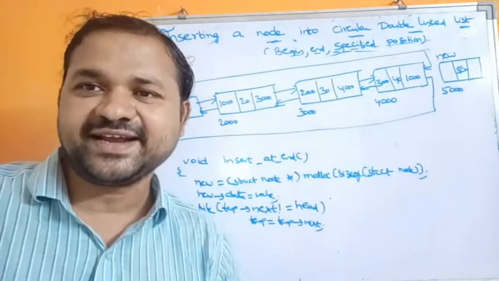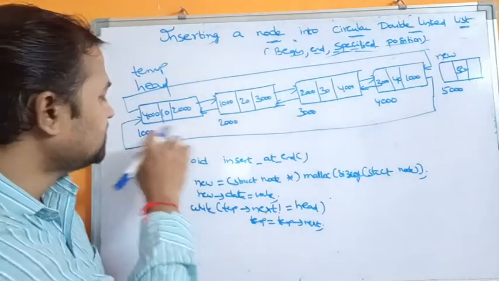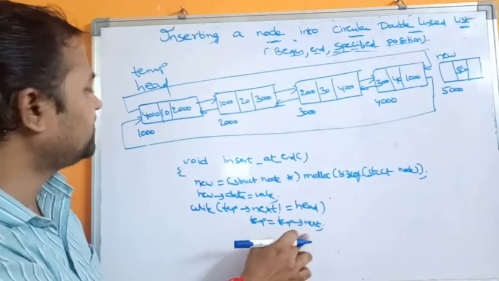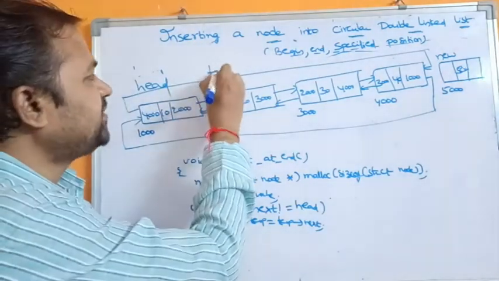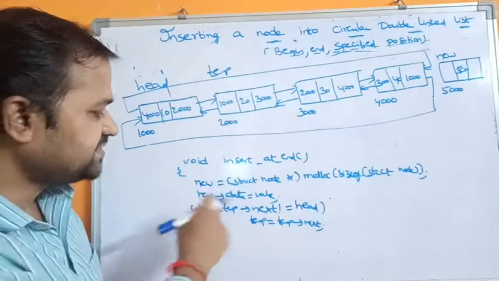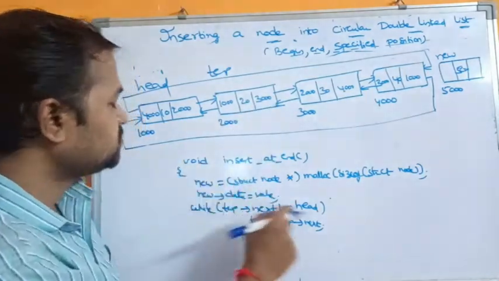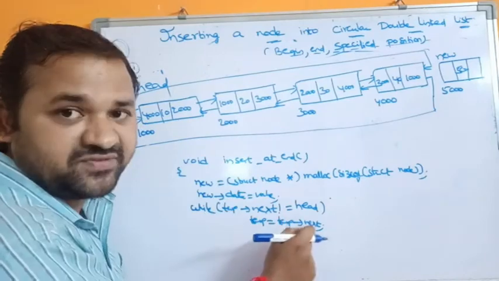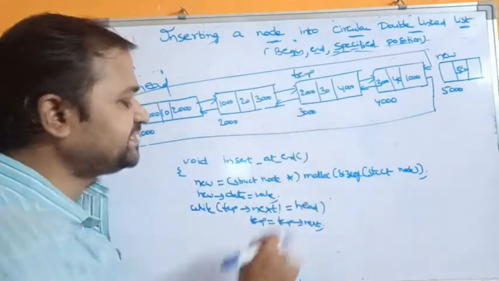Let us check whether our condition is correct or not. So temp means 1000, 1000 next means 2000. So 2000 is not equal to 1000. Condition is true, so temp = temp->next. 1000 next means 2000, so now temp is placed at the 2000 location. Once again the condition will be evaluated. 2000 next means 3000. So 3000 is not equal to 1000. Condition is true, so temp = temp->next. So temp is at 3000.